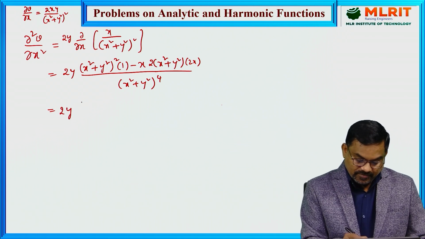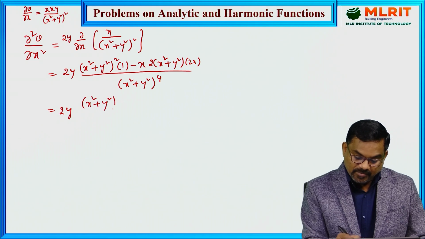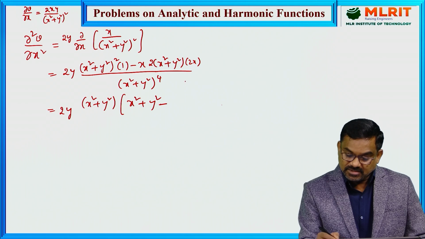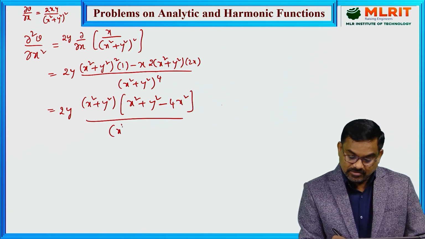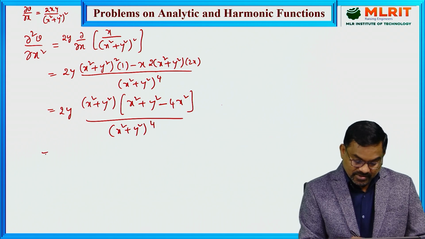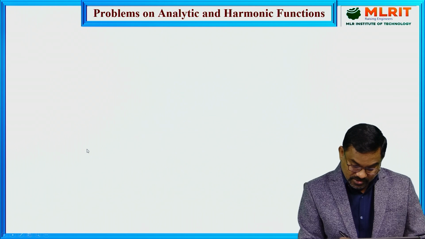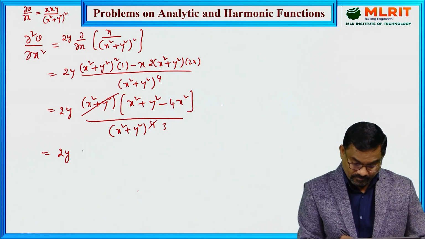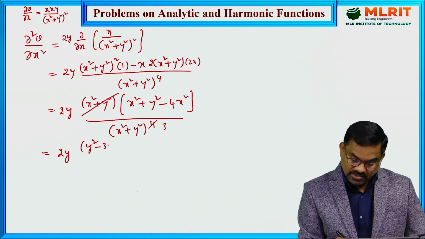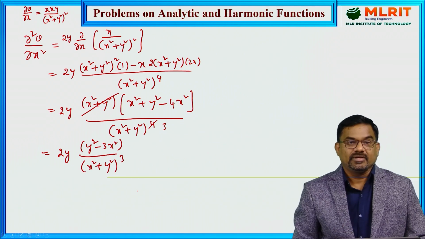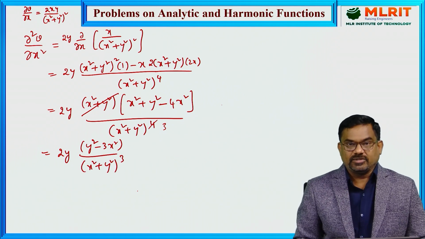2y constant. Next, in numerator I can take x square plus y square common. Then one more x square plus y square in the first term minus 2 into 2, 4x square by x square plus y square power 4. So this is equal to this here 3 times, and in numerator is y square minus 3x square by x square plus y square whole cube. This is dou square v by dou x square.